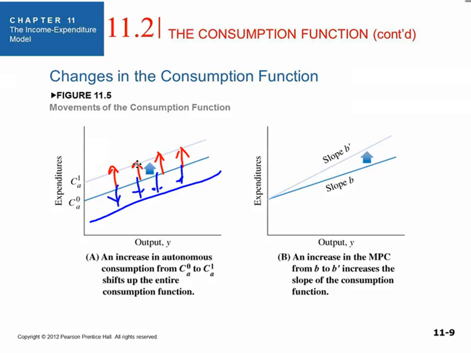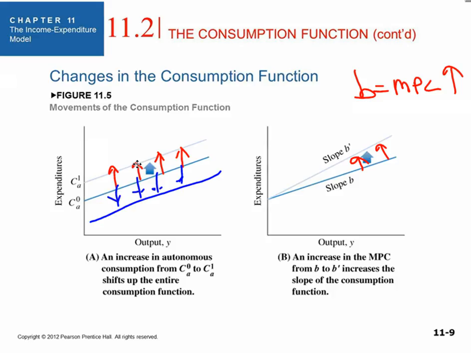Now, let's go ahead and look at the other possibility. We could have a rotation in the curve. So if the value of B, which is the marginal propensity to consume, increased, that would be a rotation up like this, and that would be basically an increase in the slope of the consumption function.